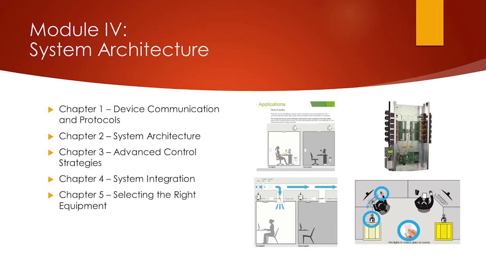And then it concludes with module 4, and that's system architecture. This is really putting it all together. Now you have the light source, you have the control. How are you actually going to control this light in that application? Chapter 1 talks about device communication and protocols, and it gets into system architecture. Then the advanced control strategies, which you can get into daylighting and things like that we'll discuss. And then system integration, and finalizing it with selecting the right equipment, because if you're going to get into lighting controls, you'll find out that you want to do it right. Otherwise, you're going to be in for a big headache.